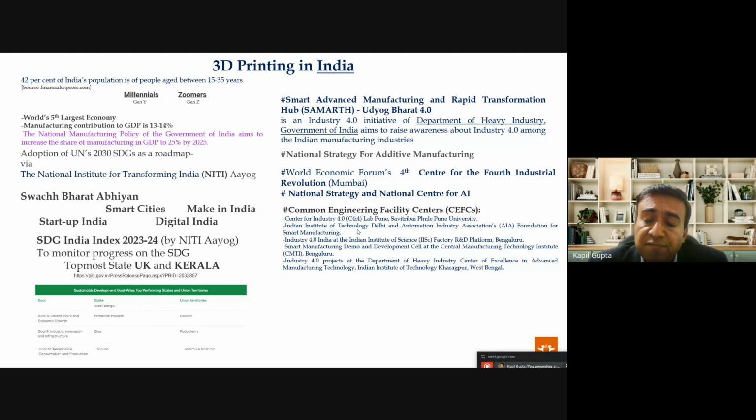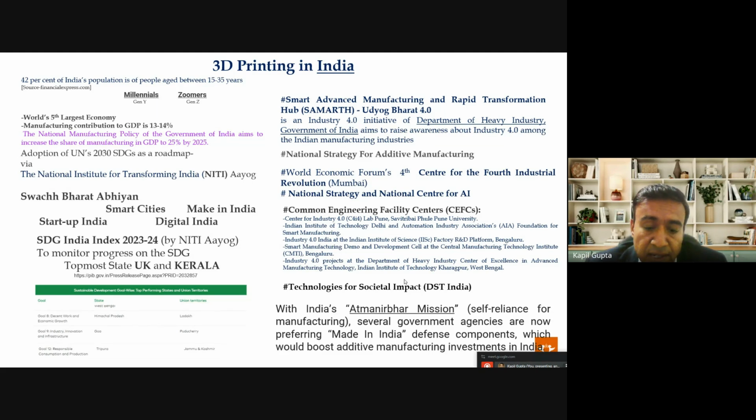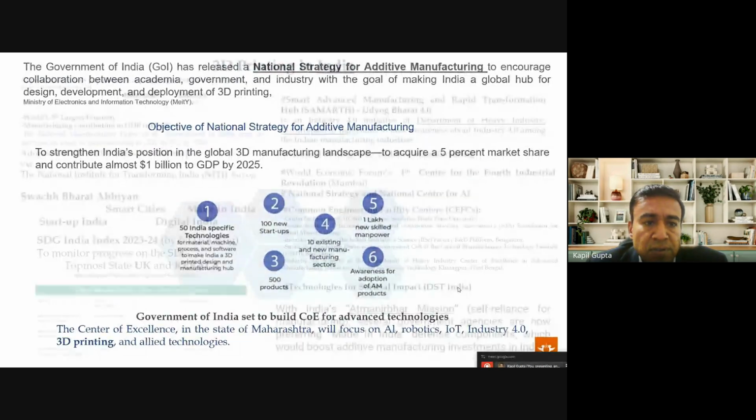The common engineering facility centers are there in IISc and other institutes. So technologies for social impact, Government of India is basically focusing on these things these days. How to make social impact by harnessing the potential of various technologies, including 3D printing. Atmanirbhar Mission, self-reliance for manufacturing, where we find a lot of space for 3D printing to make wonders and to contribute.